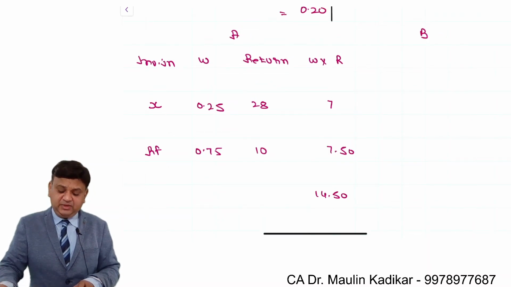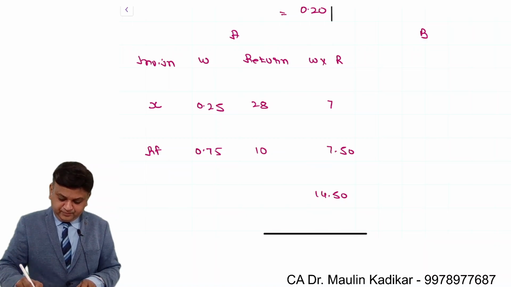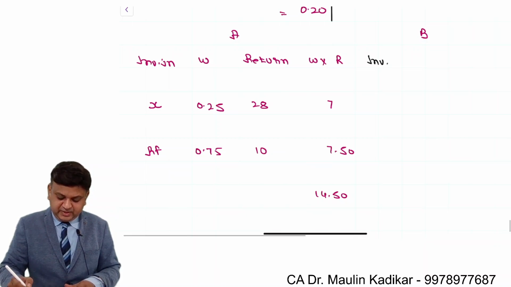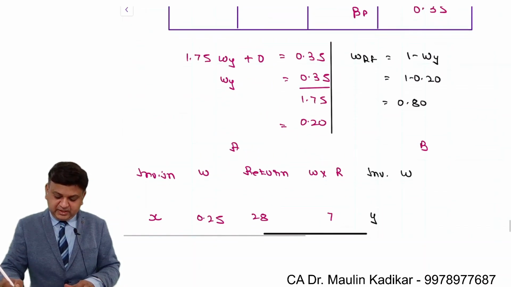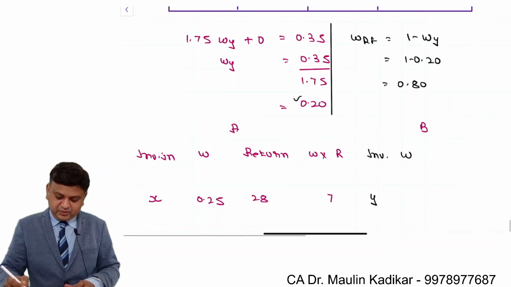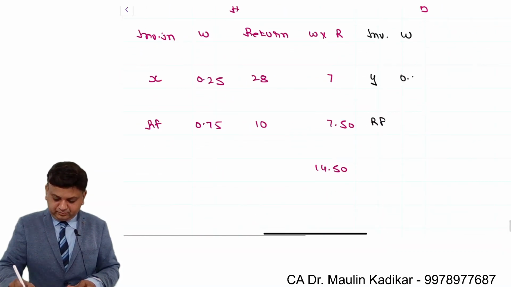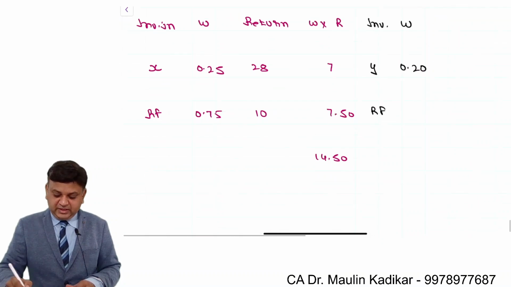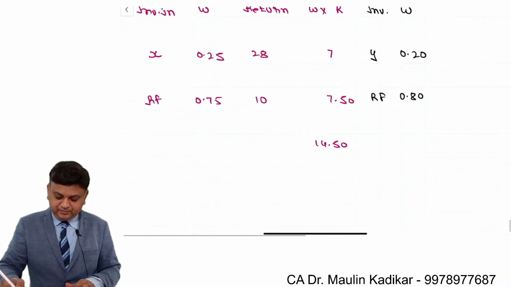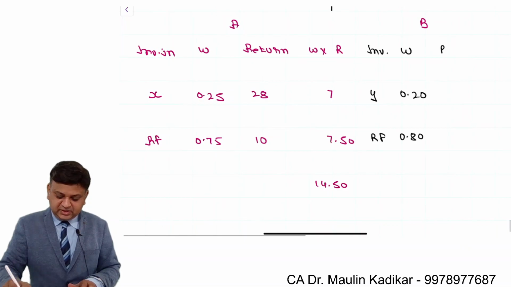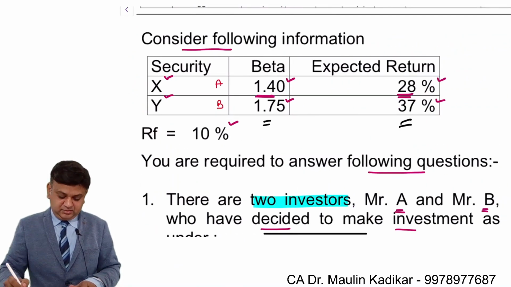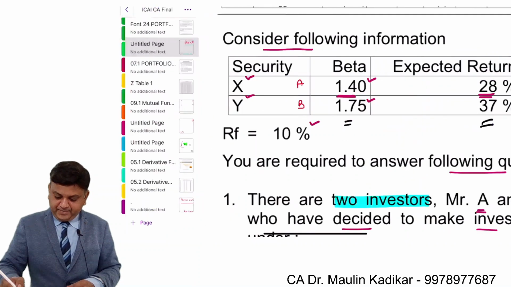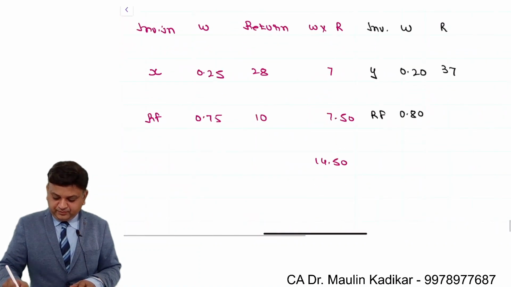For Mr. B, similar working, dear students. Investment is made in Y and RF. The proportion in which the investment is made is, in Y it is 0.20 and in RF it is 0.80. As far as the return is concerned, return is 37, this is 37 and this is 10.